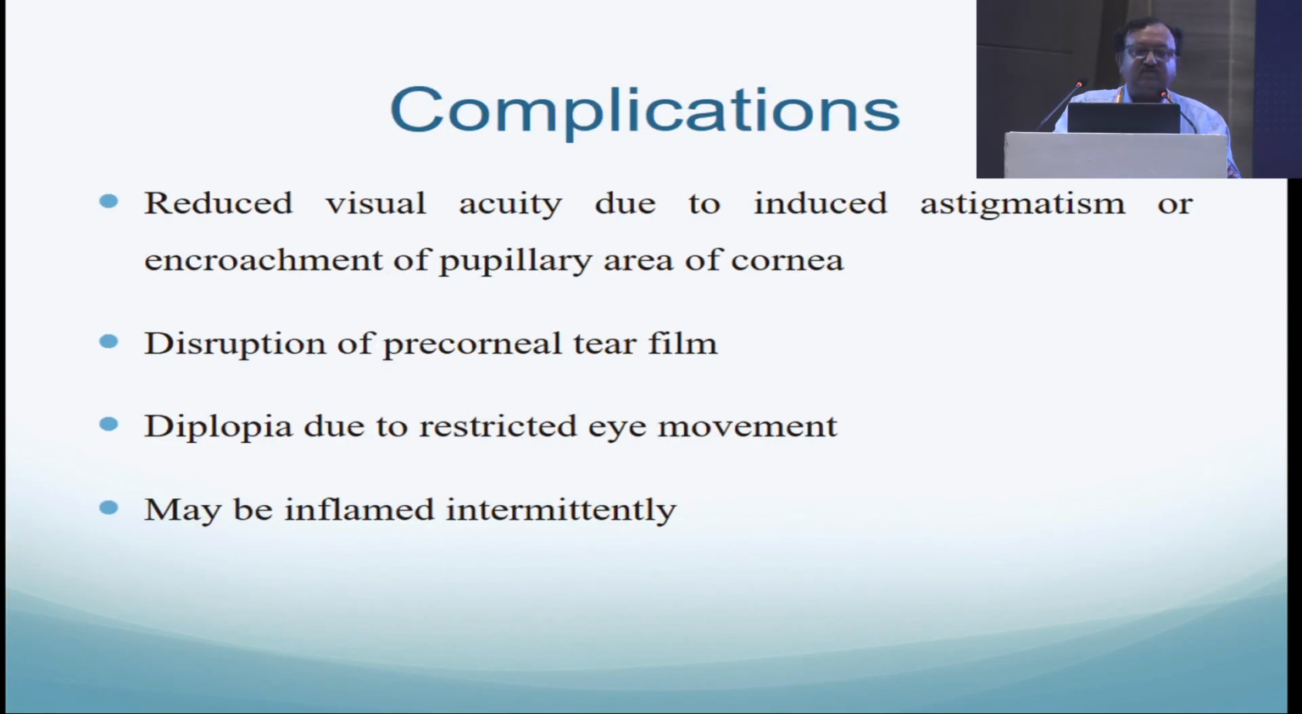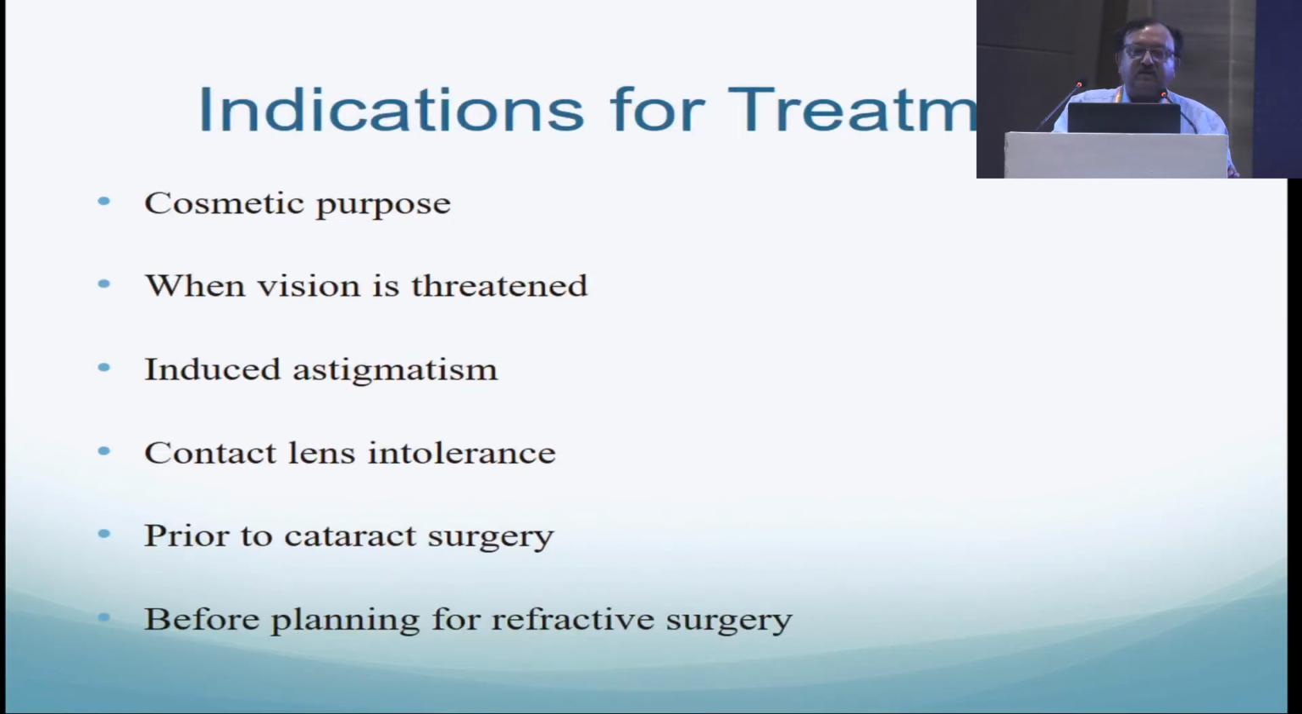As far as complications are concerned, there is reduced visual acuity due to induced astigmatism or encroachment of the pupillary area of the cornea, disruption of precorneal tear film, and diplopia due to restricted eye movement. It may be inflamed intermittently.